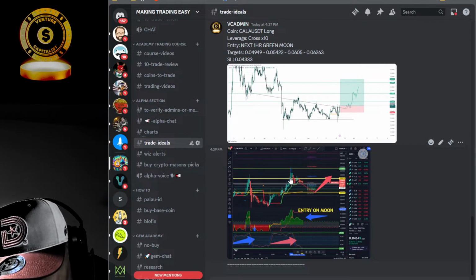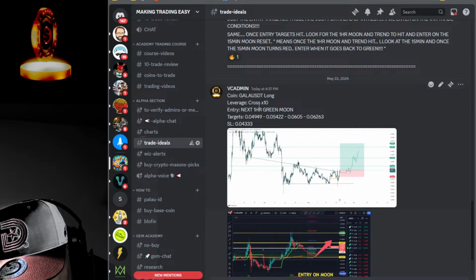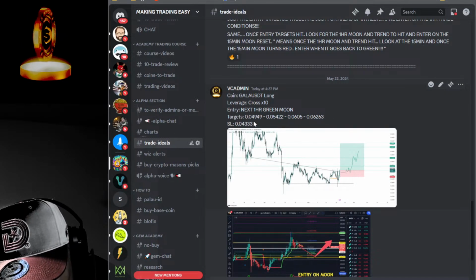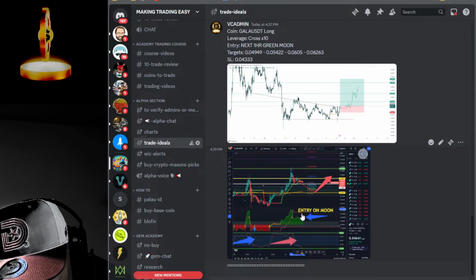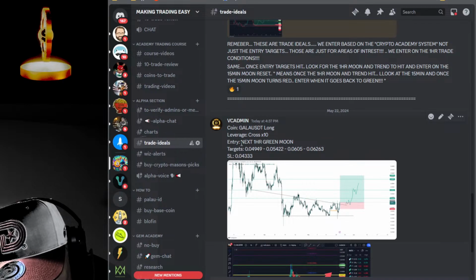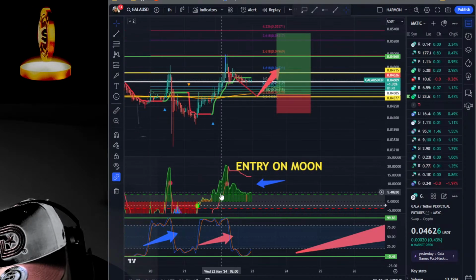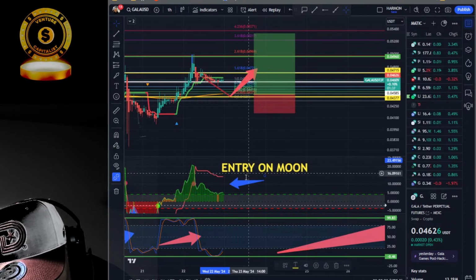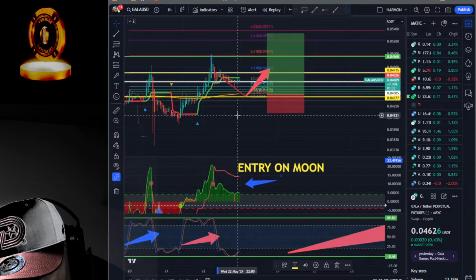So we have a chart there that was set on Gala, and it's a Gala long at a 10x, and we're looking for targets of 49546 to 62. Now we went over the chart and we basically put in there that the next entry is the next 1 hour green moon. So let's slide over to Gala and see how that's going. Once you have your indicator set up, you can see here that you're going to enter on the next green moon. So now what we're going to do is just track how this trade is coming along.